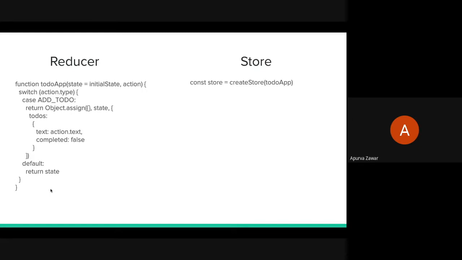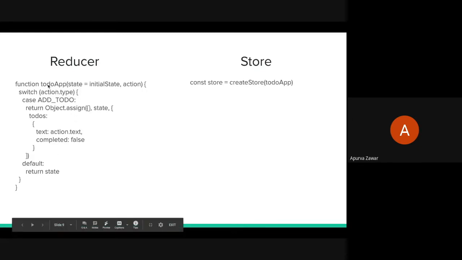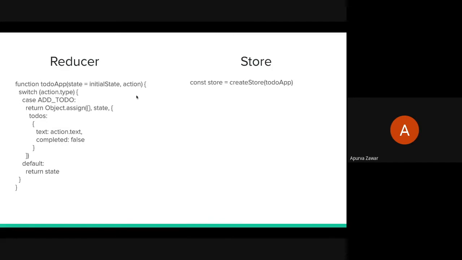So this is a normal to-do app reducer, which is taking this initial state and action, and it is assigning some action.text, which we'll change here, right? This is basically the change we want right now, and completed false. And if it doesn't recognize what action it is, it will just simply return the initial state.